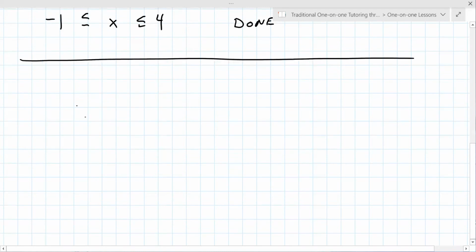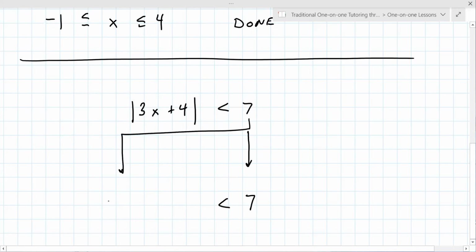All right, let's go: absolute value of 3x plus 4. This time I'm just going to get less than 7. I should put a little more room in the middle here. Okay, so step 1, you bring the 7 down in the inequality. You also bring it over here, but you make it negative.